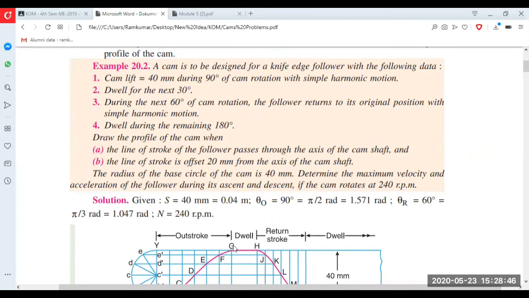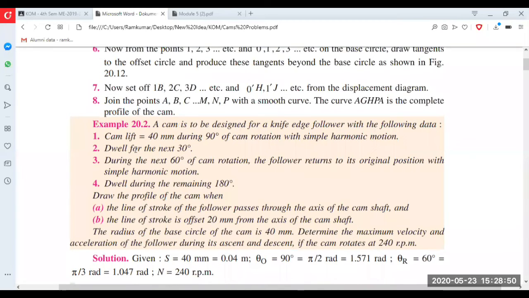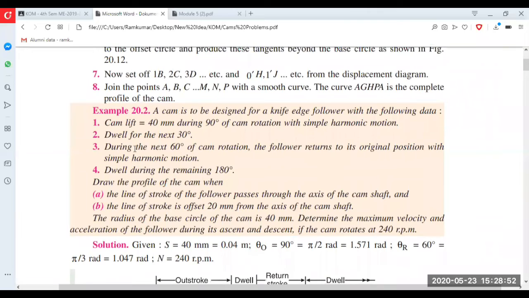So for 30 degree there will be no motion of the cam follower. So that is theta d. Next, during the next 60 degree of cam rotation, the follower returns to the original position. So it is called angle of descent. So one is called angle of ascent, dwell, and angle of descent. So angle of descent is 60 degree, or you can say theta r is equal to 60 degree. So that is the angle of return.